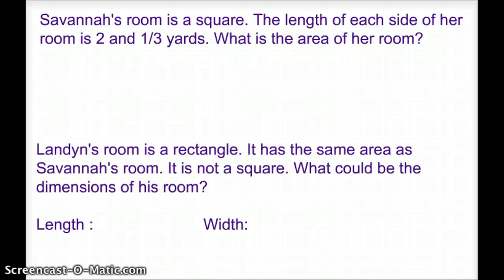Alright, last problem, or second to last problem. Savannah's room is a square. The length of each side of her room is 2 1/3 yards. What's the area of her room? Landon's room is a rectangle. It's the same area as Savannah's room. It's not a square. It's a rectangle. What could be the dimensions of his room? Go ahead and pause this and take a few minutes to solve it, and I'll see you in a couple minutes.